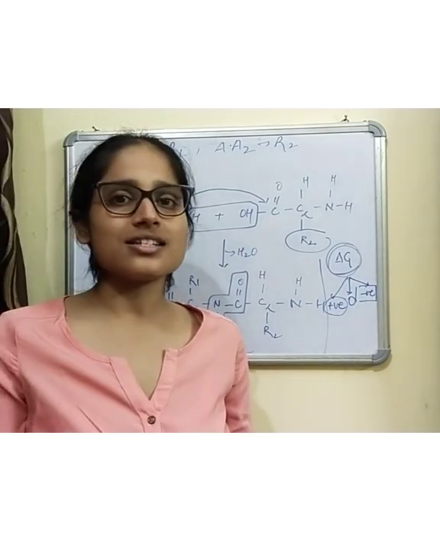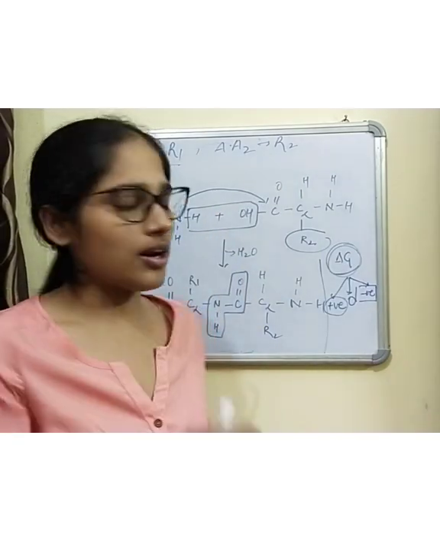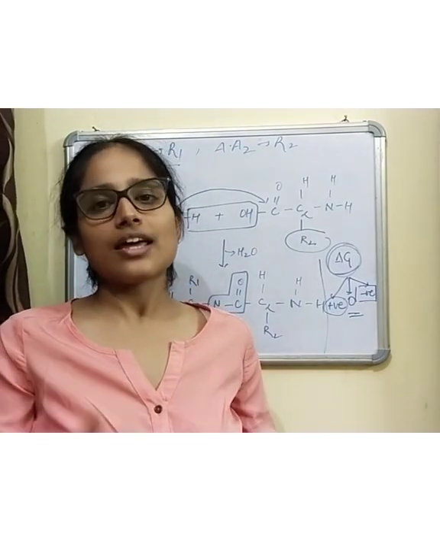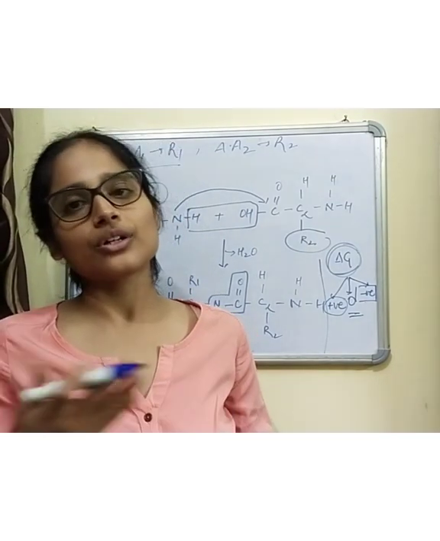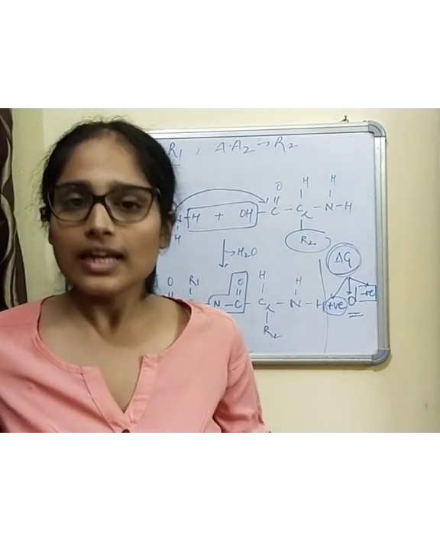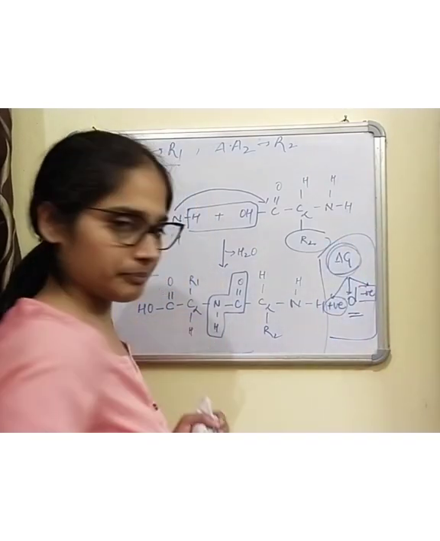So the reactants consume energy to form the product, whereas if the delta G value is 0, it means the reaction is neither occurring in the forward direction nor in the reverse direction. So the reaction is in the state of equilibrium. So that is all about delta G.